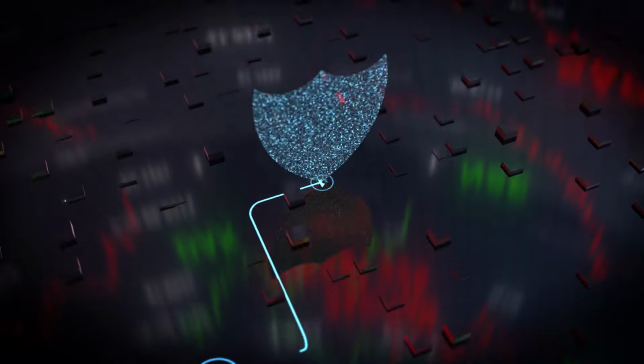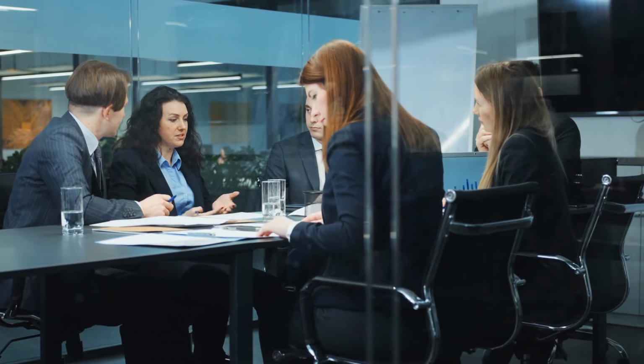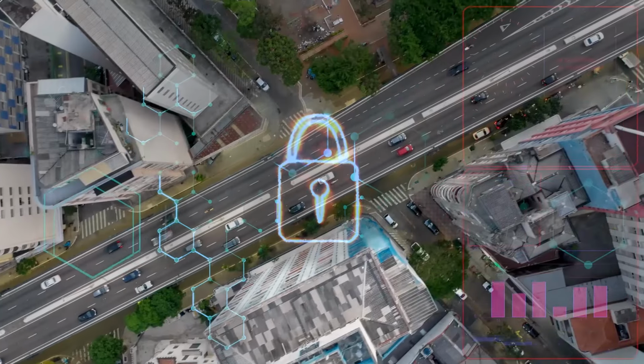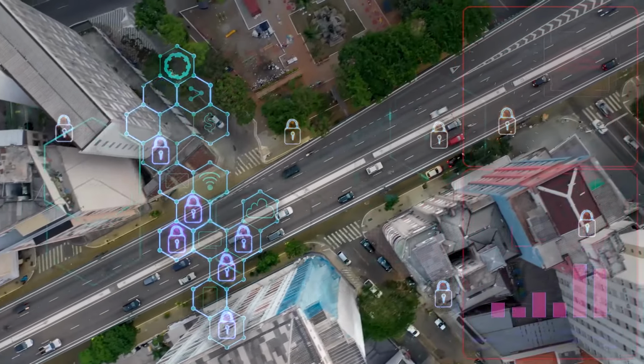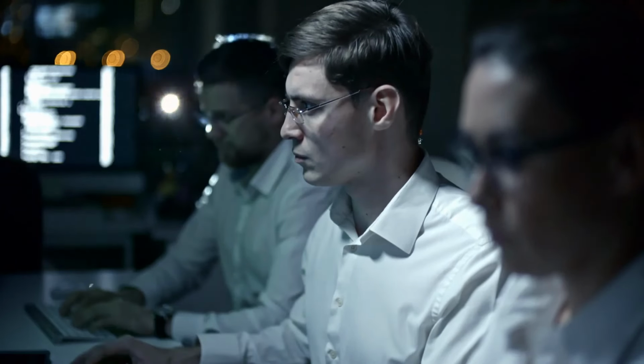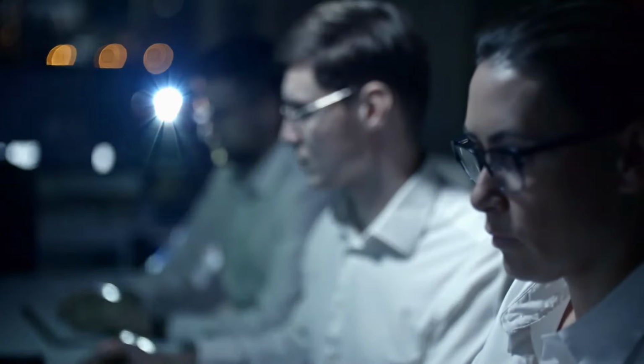With headlines constantly reporting new data breaches and cyber attacks, organizations must take proactive steps to secure their systems and data. In this video, we will explore what cybersecurity is, why it matters, the different types of controls, regulatory requirements, and the benefits of using a cybersecurity controls framework.